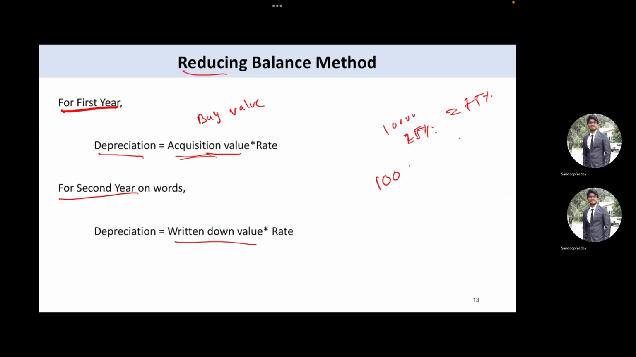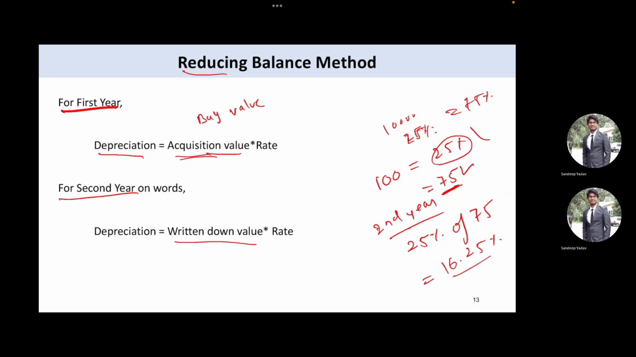Suppose a product is costing 100 rupees, depreciation rate is 25%, then it will remain 75. Now from the second year onwards, depreciation will be calculated from this value, 25% of 75, that is around 18.75, not 25. Okay, so let's take an example.